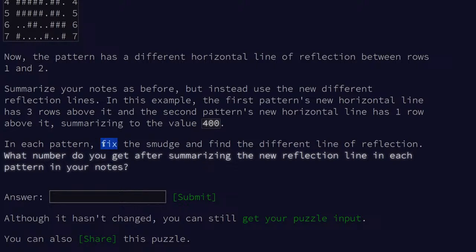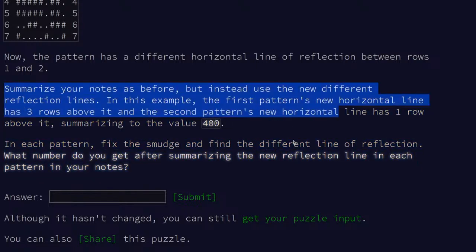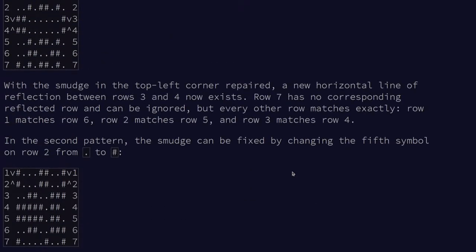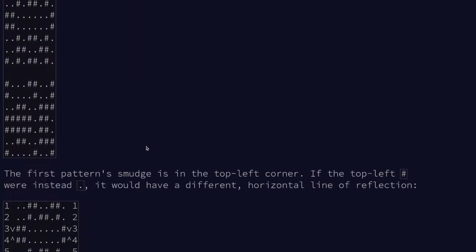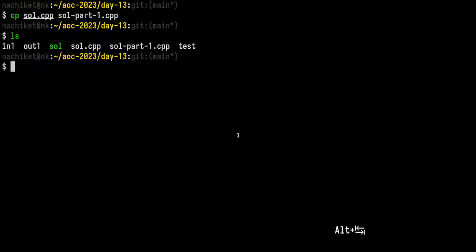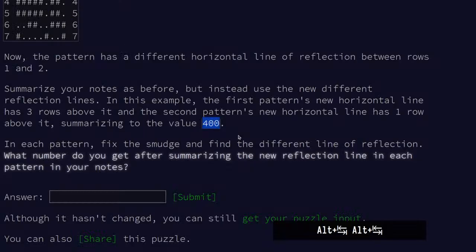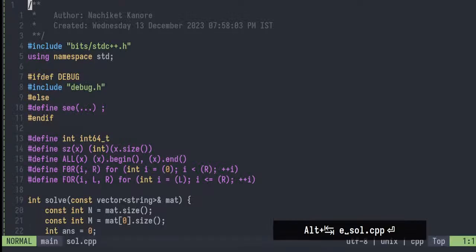In each pattern, fix the smudge and find the different line of reflection. What number do we get after summarizing the new reflection line in each pattern in your notes? Even in the example, they haven't mentioned anything about vertical lines. So let's say that we only care about horizontal lines. Even this sample output gives us that information, and it should have been clear in the statement, but it isn't. That's fine. That's part of puzzles, I guess.